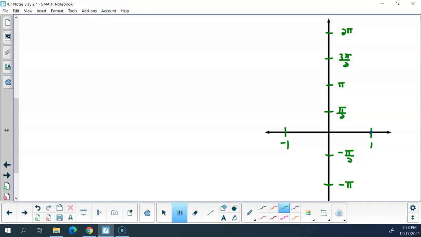Real cosine function went through the point pi over 2, 0. Inverse, we would go through 0, pi over 2. Real cosine goes through pi, -1. We go through -1, pi. Okay, so then back to here, we follow this pattern, and it's going to look kind of like this, right?